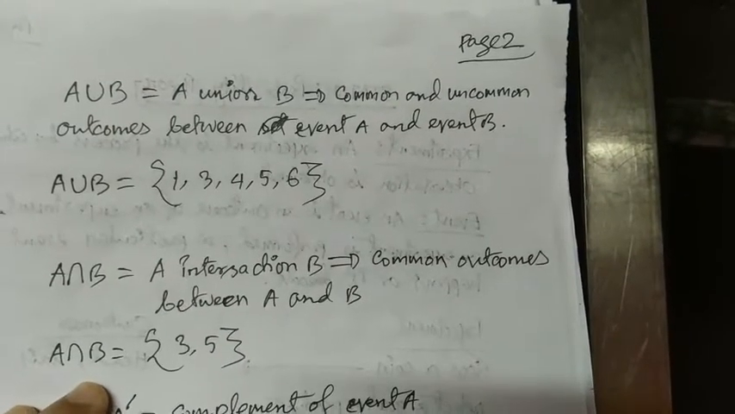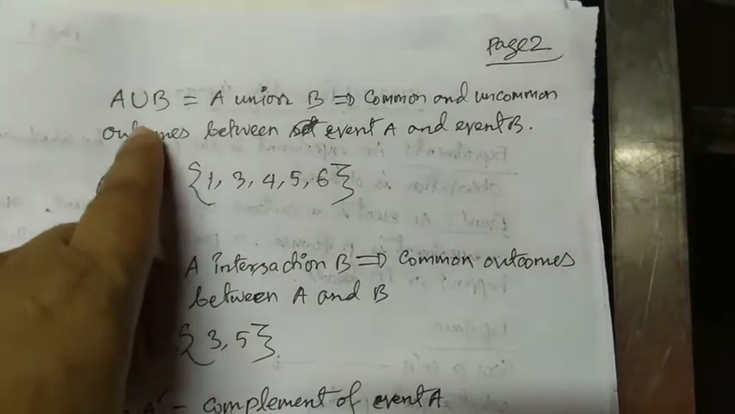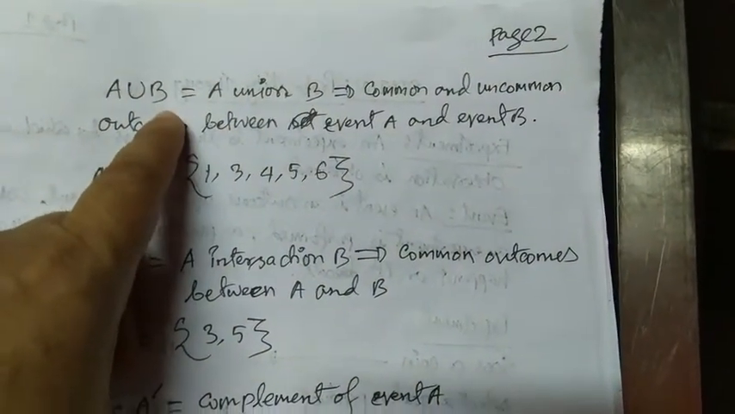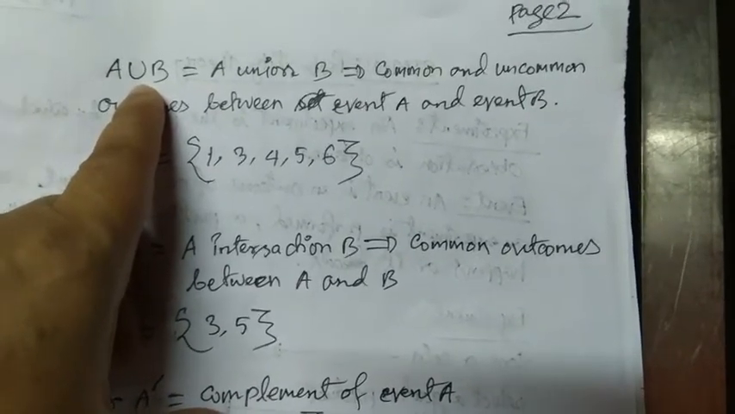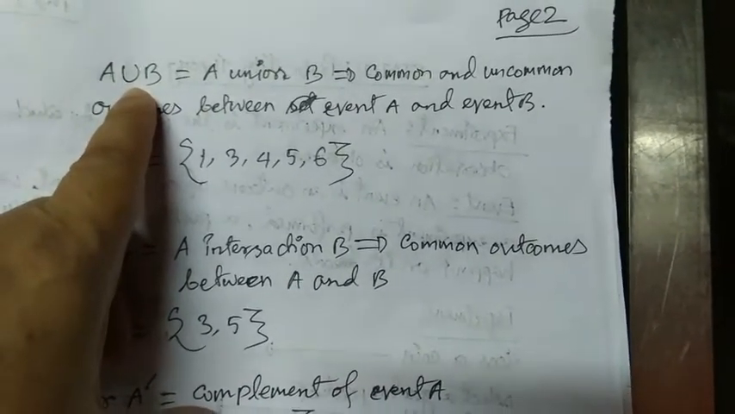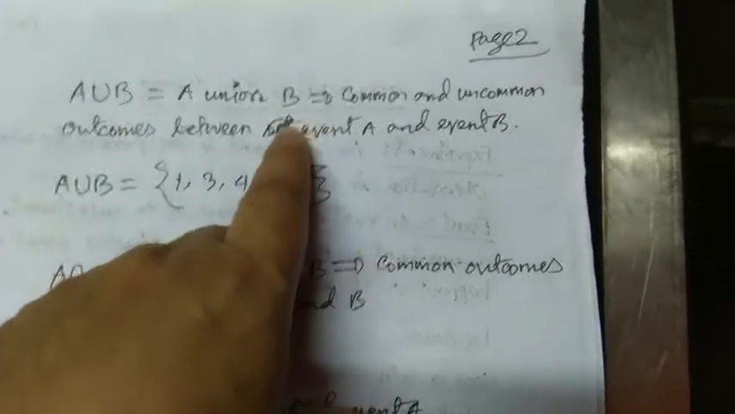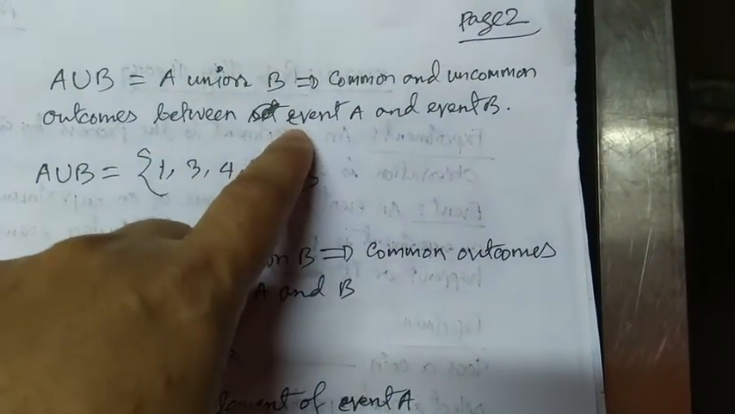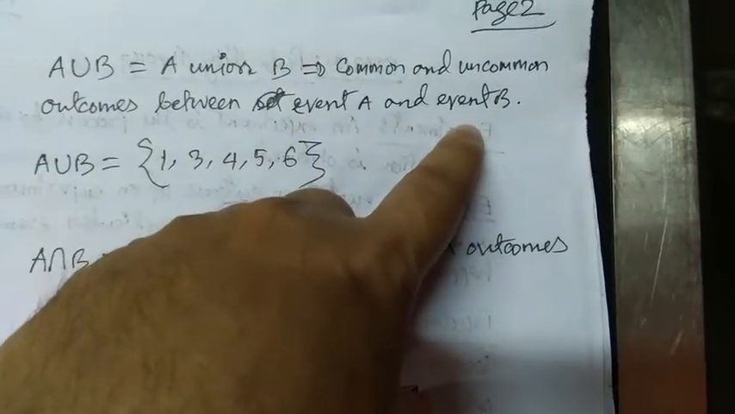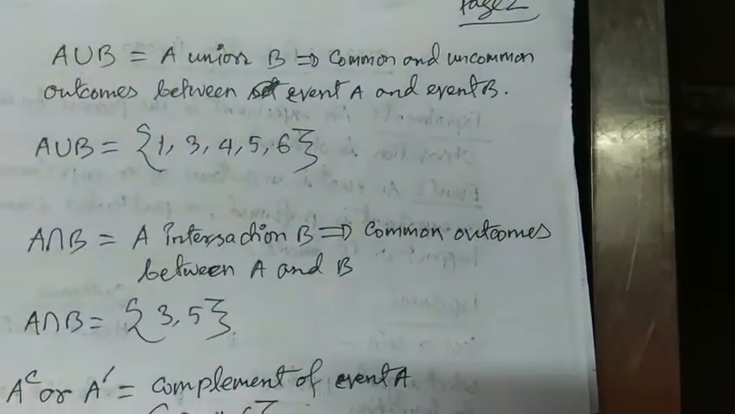Now let us move to page 2. So A union B, we pronounce this one as union. In set language we pronounce this one as union. So A union B means common and uncommon outcomes between event A and also event B. That means common and uncommon outcomes, everything we will take.